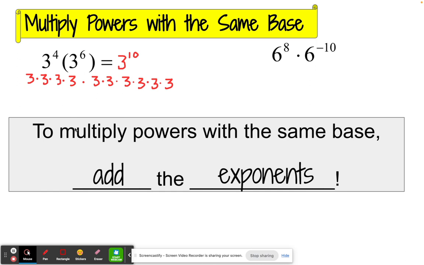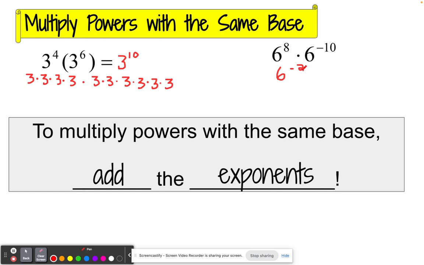So hopefully by now you're noticing that when we multiply powers that have the same base, all I have to do is add my exponents. Well, what if I have a negative exponent? I can still add them. 6 to the 8th power times 6 to the negative 10 power. That is the same as 6 to the 8 plus negative 10, or negative 2.